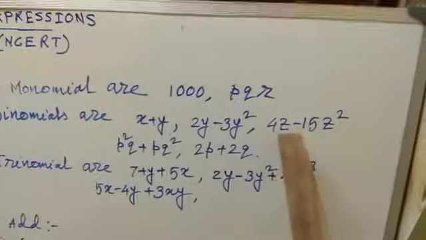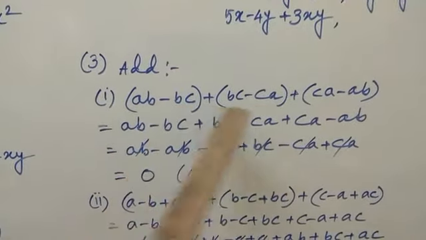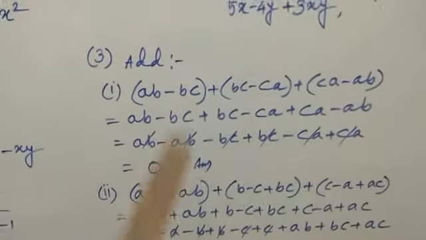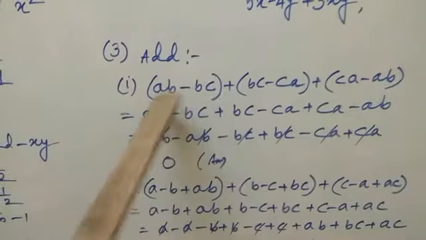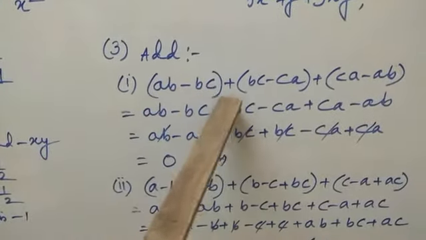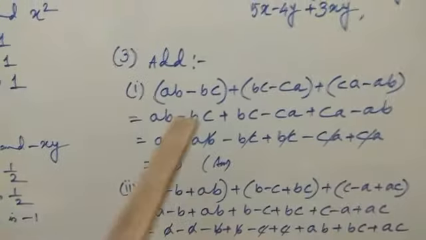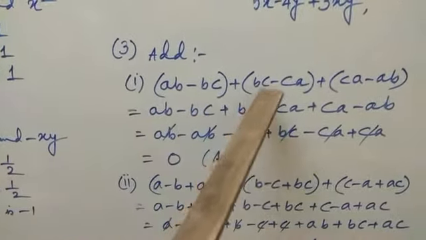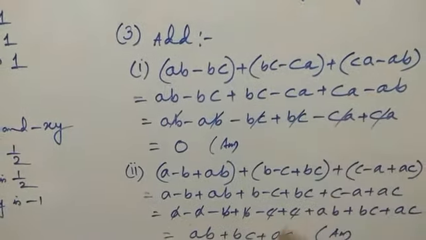Addition. The expressions given are AB minus BC, BC minus CA, and CA minus AB. Find the sum of these three expressions. So AB minus BC plus BC minus CA plus CA minus AB. Now we remove the brackets: AB minus BC plus BC minus CA plus CA minus AB.